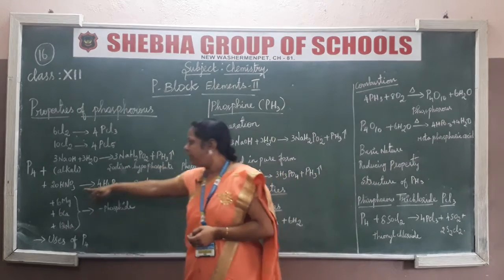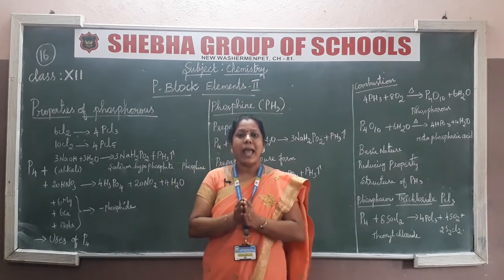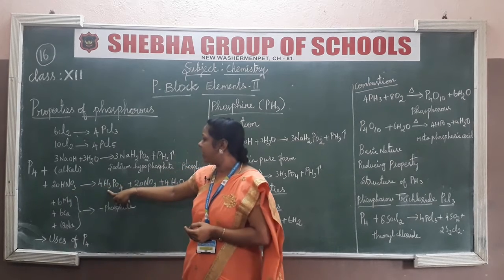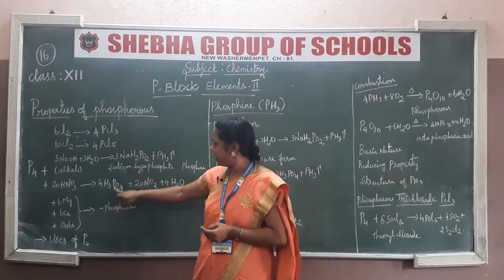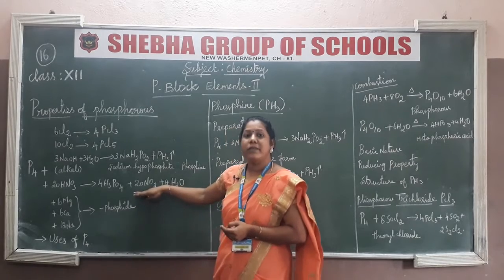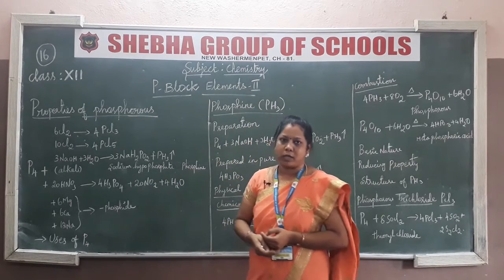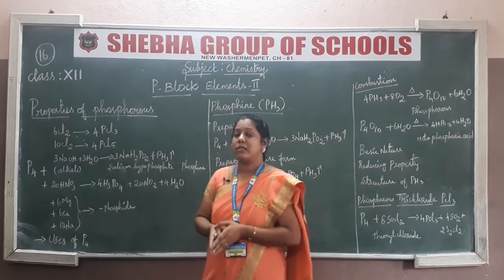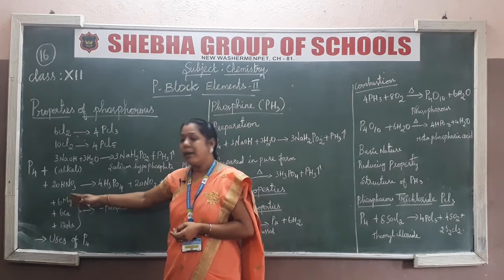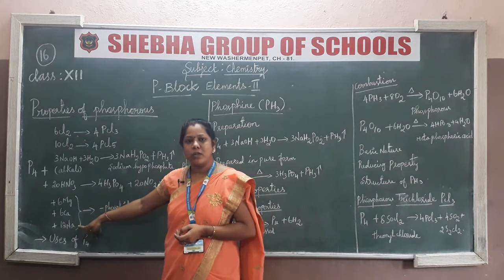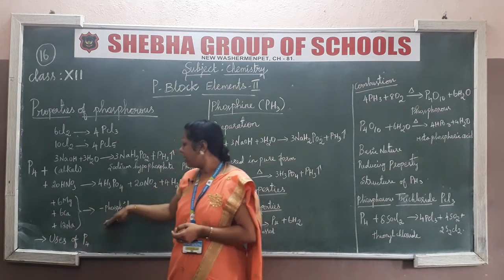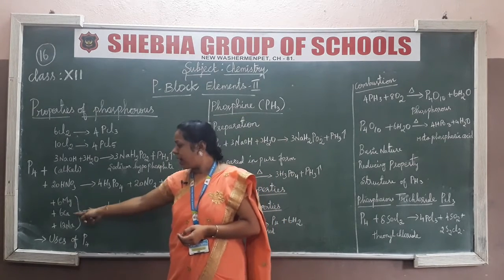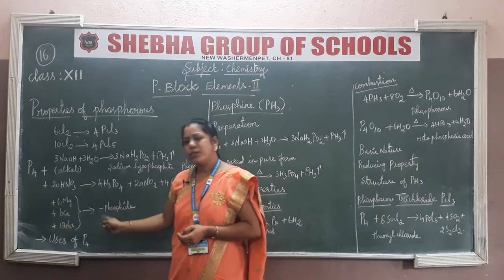And then go to nitric acid. What will happen? It will react with nitric acid. We can get H3PO4, phosphoric acid, and NO2, that is nitrogen dioxide, and water molecules. And another one, it reacts with metals like magnesium, calcium, and sodium. We can get the phosphites, which means magnesium phosphite, calcium phosphite, and sodium phosphite.